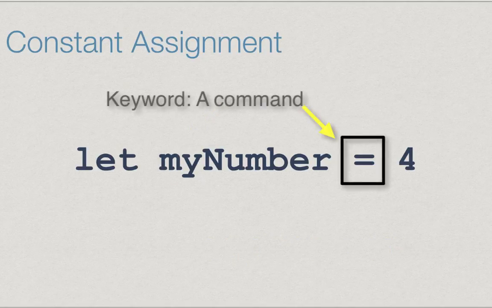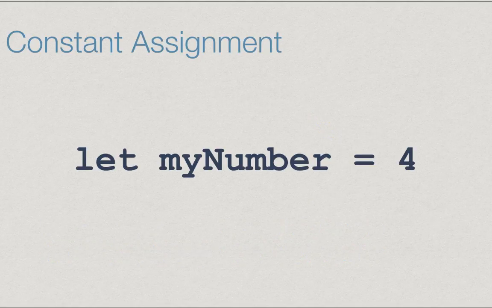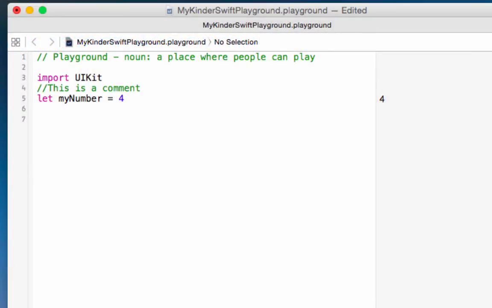The equal sign acts as the assignment operator, another keyword that says take the value following this and make it the value of the identifier before it. What that means is myNumber is 4 and I can't change it because it is a constant. If you look at the right column in the playground, it shows the value of myNumber.